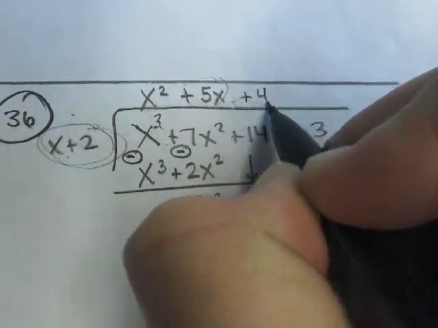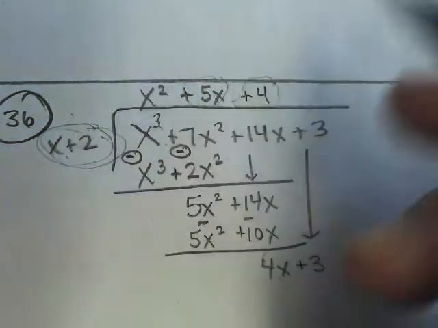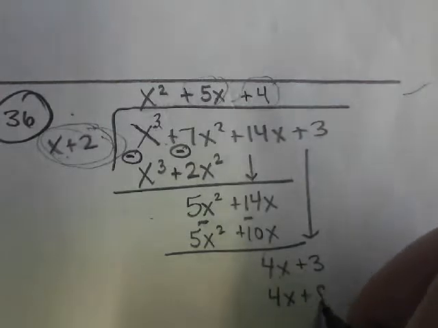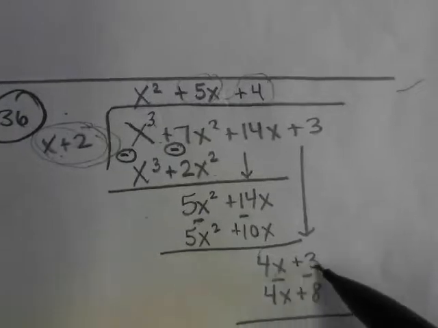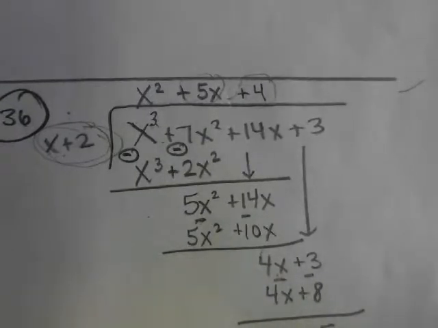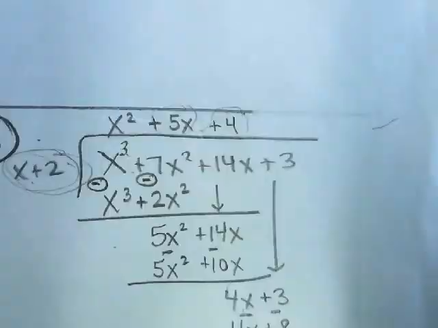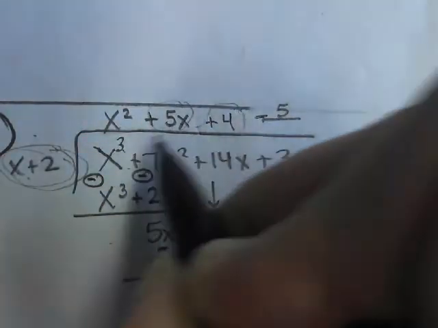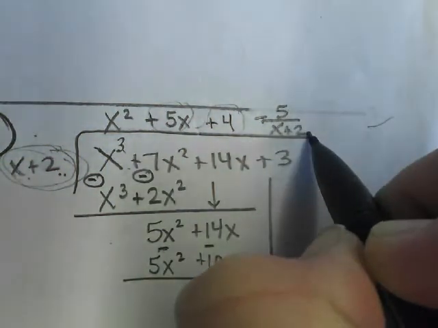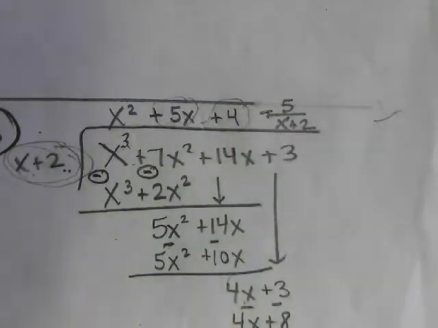And I repeat, I multiply that 4 by the binomial out in front. I get 4x plus 8. Do my subtraction. And 3 minus 8 is negative 5. So, to write this, remember this is where I put my remainder, my negative 5, over the x plus 2 divisor. So that would be my final answer, x squared plus 5x plus 4 minus 5 over x plus 2.